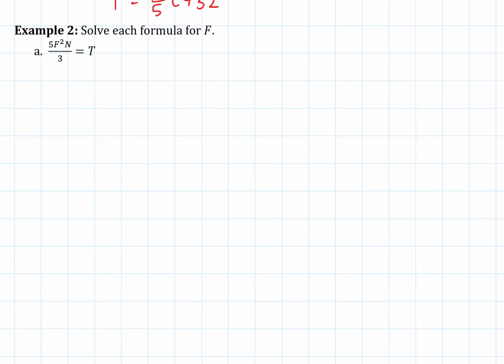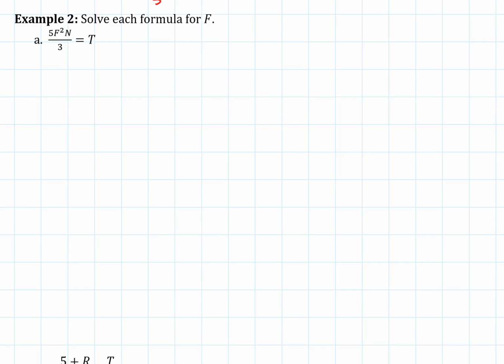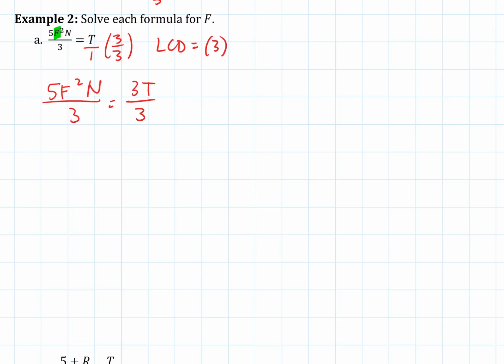So we like to solve formulas if it's convenient to substitute one value rather than another. In this next example, we're going to solve each formula for f. So I sort of like to highlight f to see where we're at. Oh, interesting. F is in the middle of a fraction. Well, that's great. We know how to deal with fractions. T is the same as t/1, so I can solve by getting a least common denominator of 3. All I have to do is multiply by 3/3 here. So I have 5f squared n over 3 is 3t/3. Okay, common denominator, so the numerators must be the same.